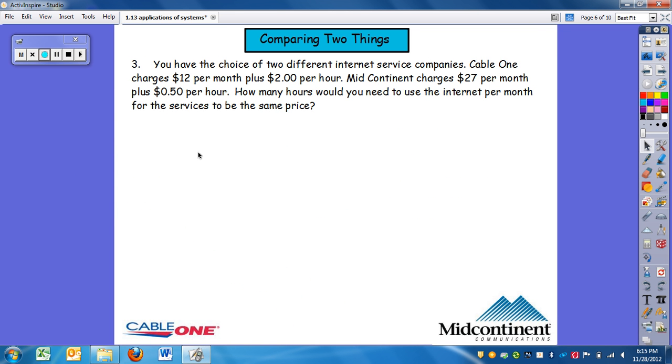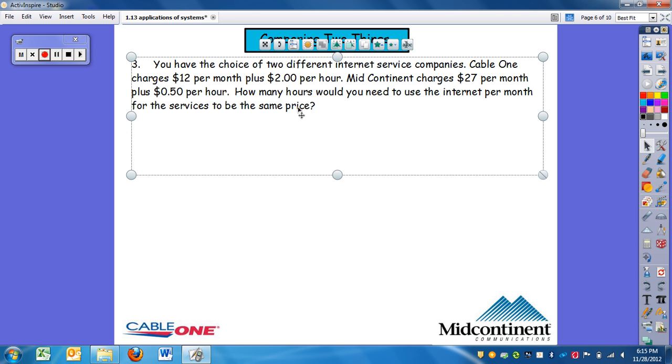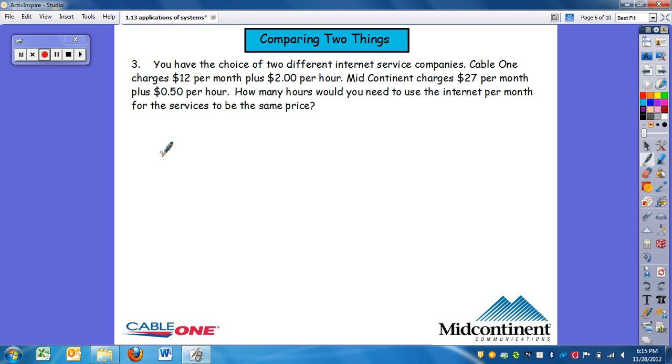Alright, so on 3, this is your other type of problem, comparing two things. In this situation, you are comparing two cable companies, or two internet companies. Cable 1 charges $12 per month and $2 per hour. Mid-Continent charges $27 per month and 50 cents per hour. After how many hours would the service be the same price per month?